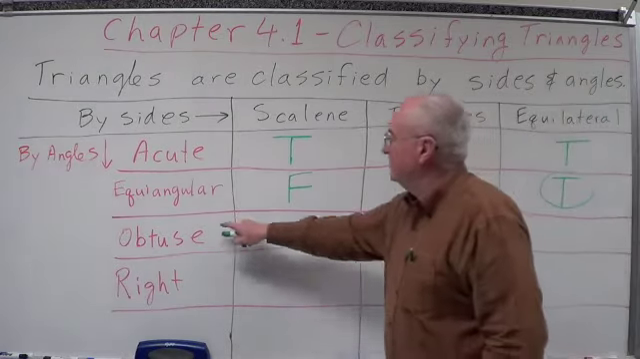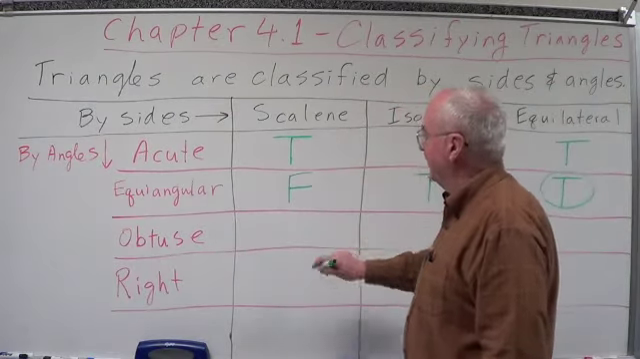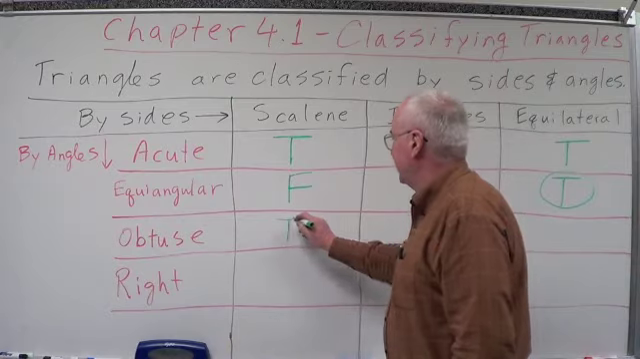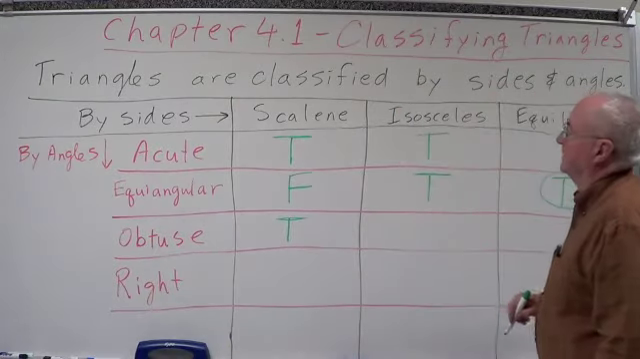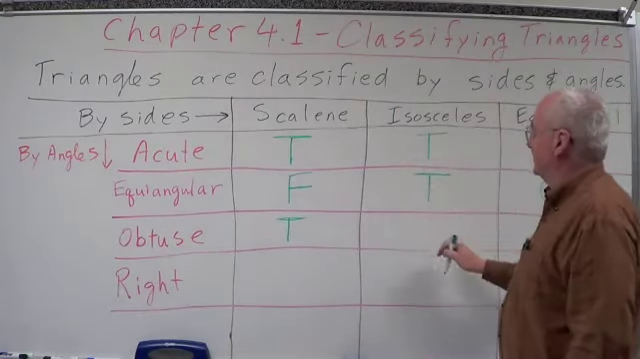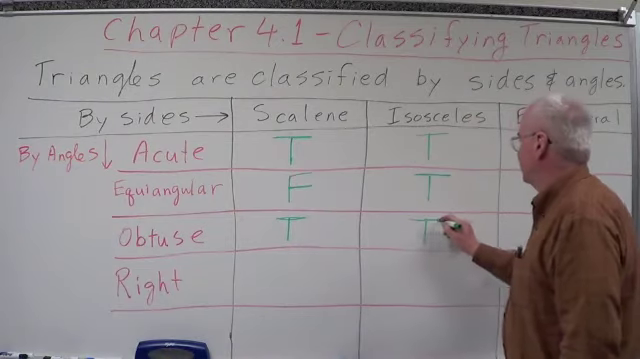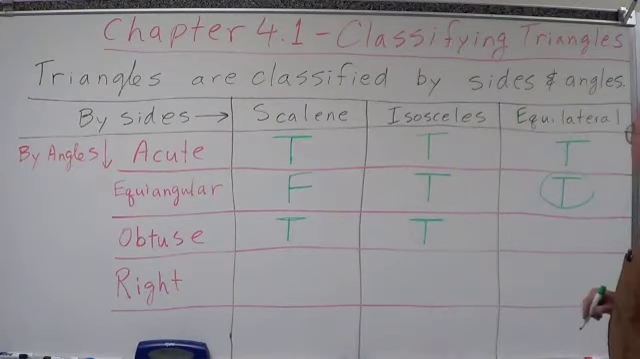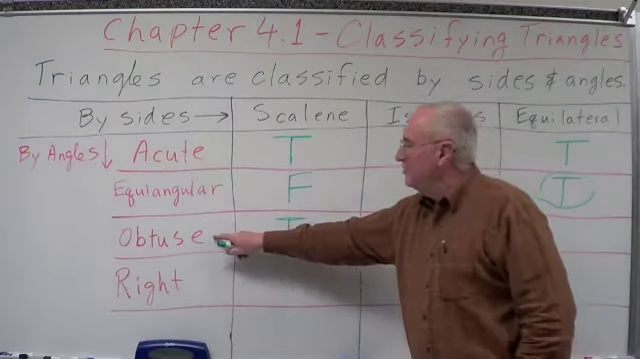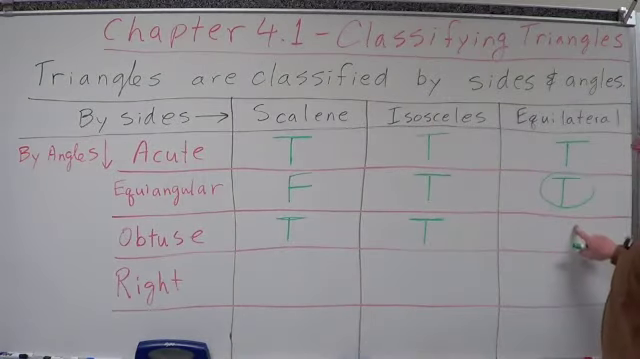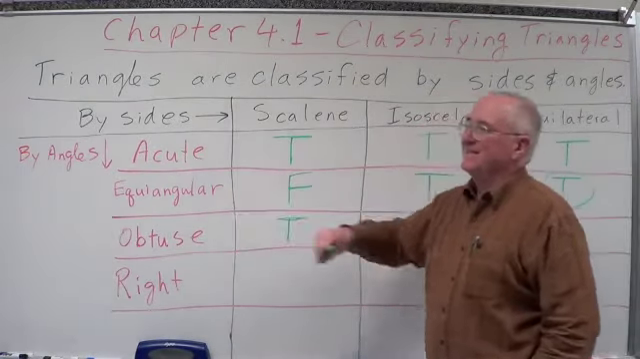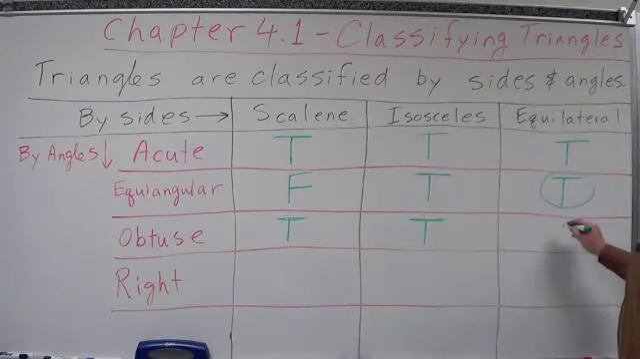Let's talk about obtuse. Can an obtuse triangle be scalene? Yes, it can. Can an obtuse triangle be isosceles? Yes, it can. That is true. Can an obtuse triangle be equilateral? No, because it has to be equiangular or acute, so this is going to be false. Cannot happen.